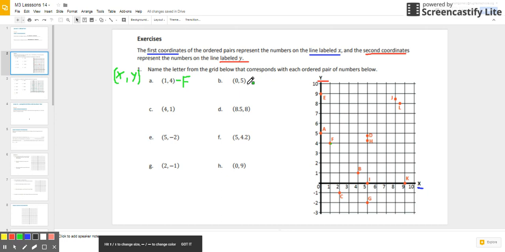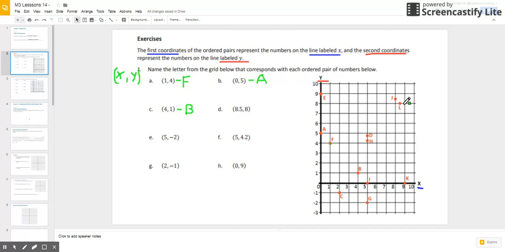Let's go look at the next one. C is (4, 1). So over 4, up 1. So here, starting at (0, 0), it goes over 4, up 1. And of course, that's B. The next one says (8.5, 8), so over 8.5 and then up to 8. If it goes over 8.5, that's between 8 and 9. So here's about 8.5, then it goes up to 8, and of course, it's on line 8 for the y. And that's letter L.